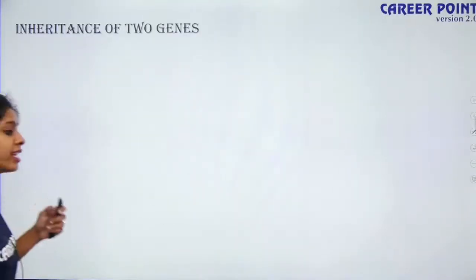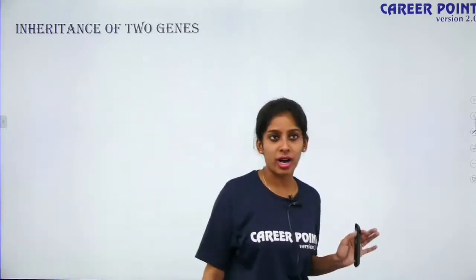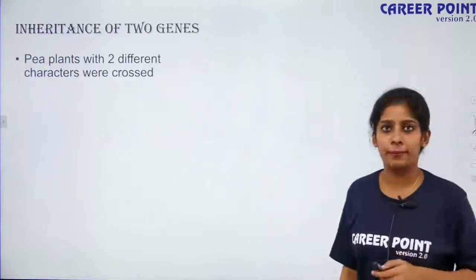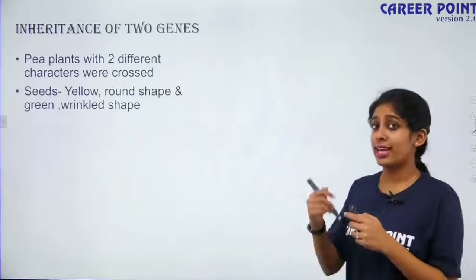Now, coming to inheritance of 2 genes. So so long it was very smooth. We were talking about only one character, so no headache. Now when you combine 2 characters, what will happen? So pea plants with 2 different characteristics were crossed, so it gets complicated.